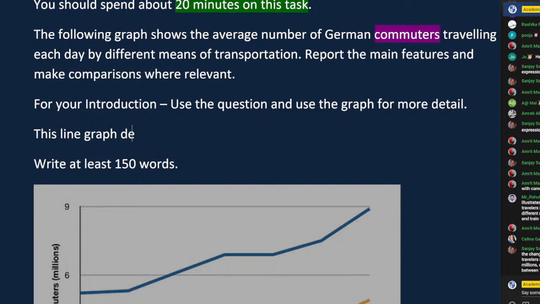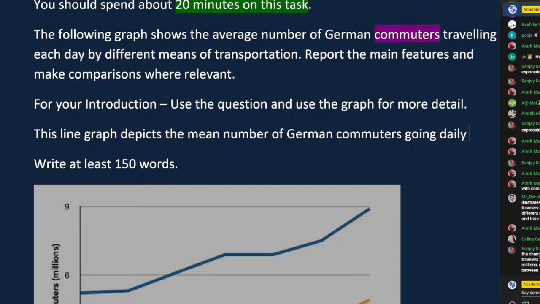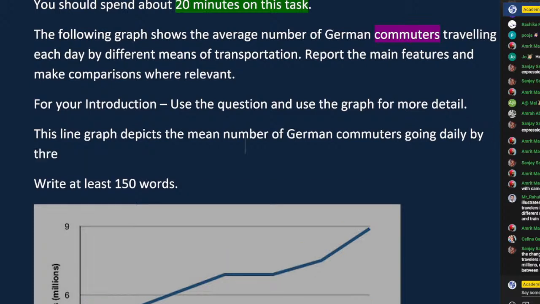So the line graph depicts, there's lots of ways to say show, the mean number. Another way to say average is mean, kind of like mean, like grr, mean. Okay, so the mean number of German commuters, no real other way to say commuters, traveling, going every day, daily, by three types of transport: car, bus, and train. Notice how here I'm giving that more detail. Okay, so car, bus, and train.